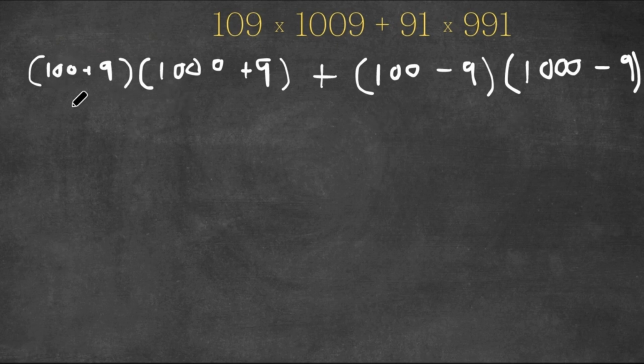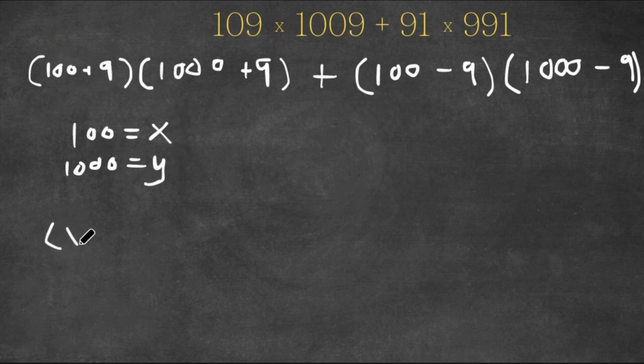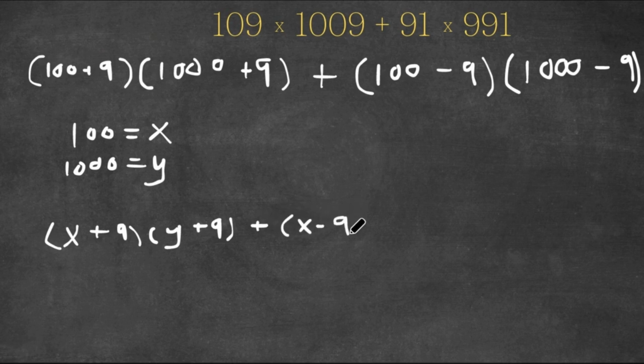So now, because we have so many hundreds and thousands, I'm going to set 100 equal to X, and I'm going to set 1,000 equal to Y. So now, if we substitute in X and Y for 100 and 1,000, we get X plus 9 times Y plus 9 plus X minus 9 times Y minus 9.